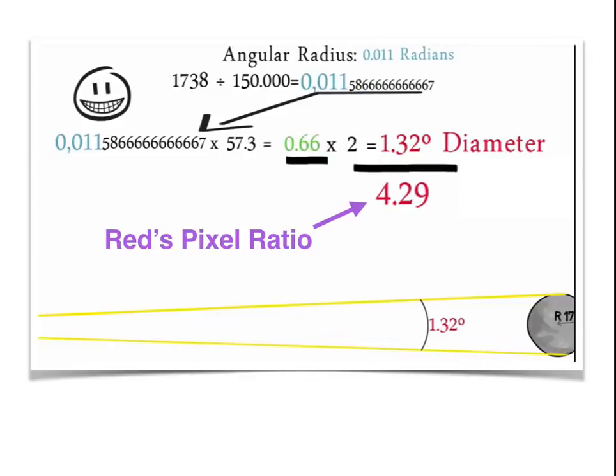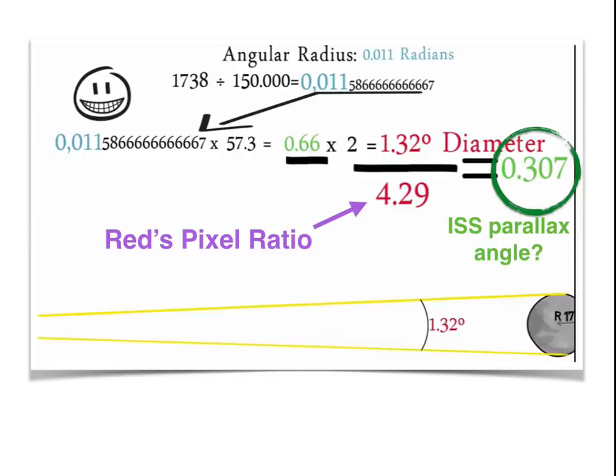Furthermore, you're using Red's pixel ratio. Now that 4.29 was based on a measurement, based on an actual photograph. We're counting pixels from a photograph. We actually did that in this video. And you can't just take some random size of the moon and divide it by Red's pixel ratio. That simply doesn't make any sense.